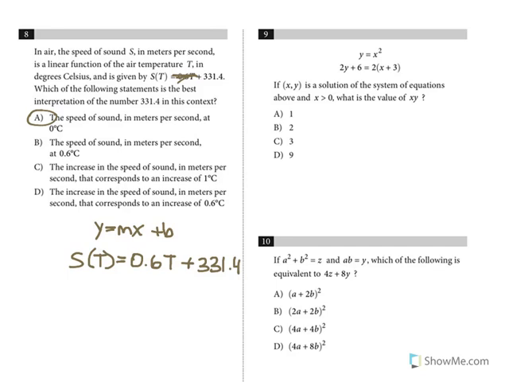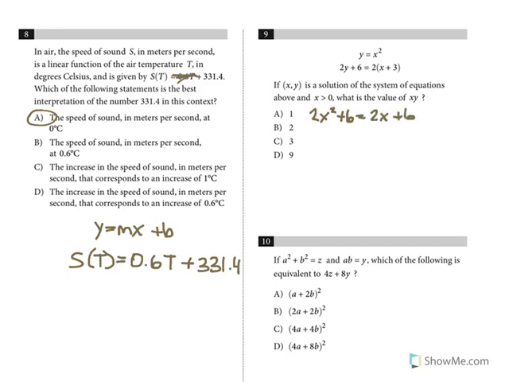All right. y equals x squared, 2y plus 6 equals 2x plus 6. If (x, y) is a solution of the system of equations above and x is greater than 0, what is the value of xy? All right, we have a substitution here. Since we know y equals x squared, we need to solve for x or y. What I want to do is go ahead and substitute, knowing that y equals x squared, so that's 2x squared plus 6 equals 2x plus 6.